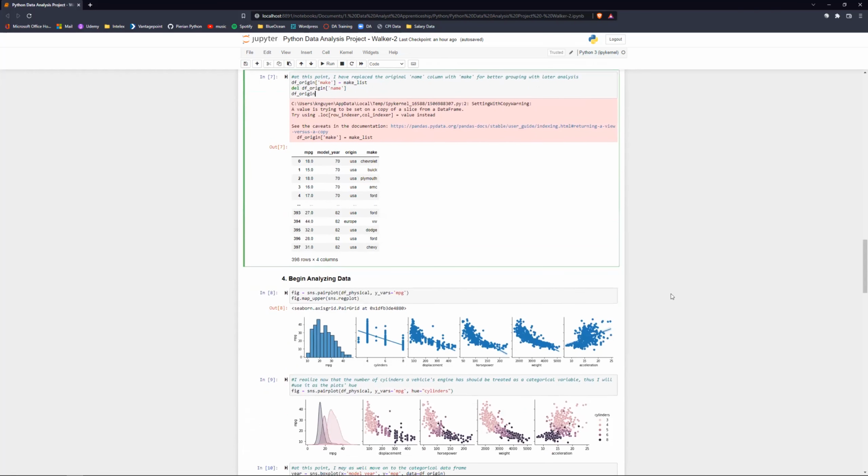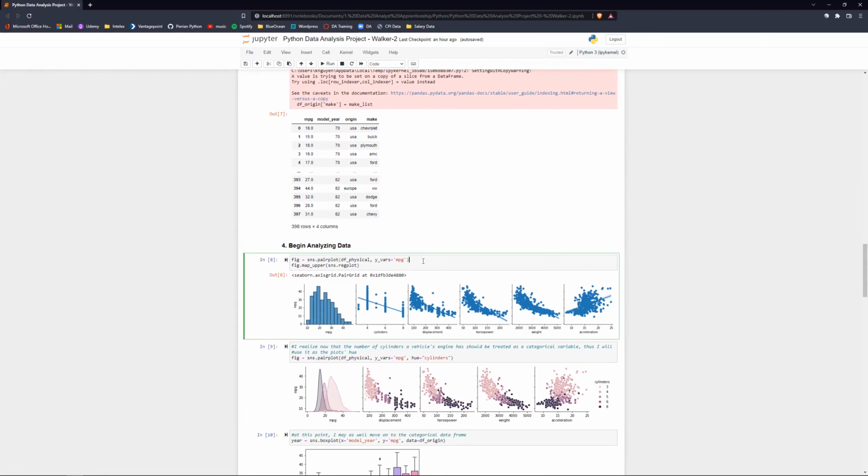So then I started doing my analysis. I did just the pair plot of the physical data frame, and you can kind of see that for the most part, having more of something, well, okay, let me rephrase.